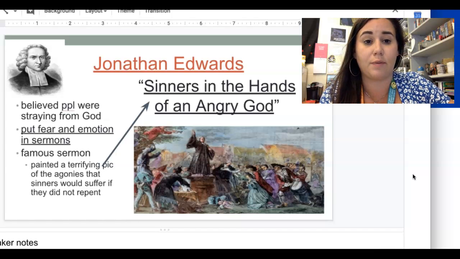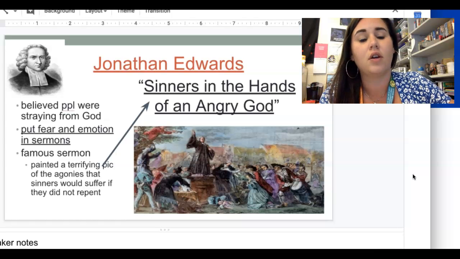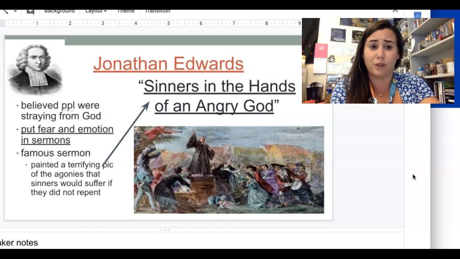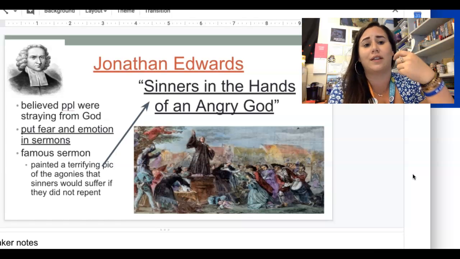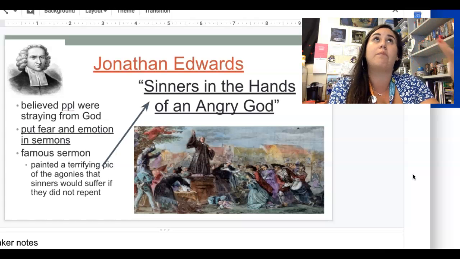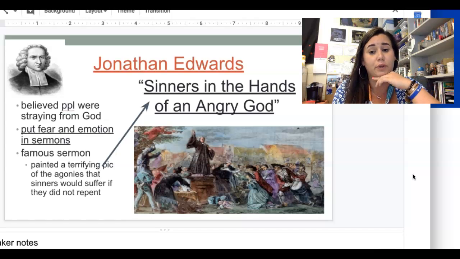As you can see, he believed in a religion of an angry, vengeful God. Hell was a terrible place. He was very vivid in his descriptions of hell, and that if you strayed away from God, you would burn for all eternity. So, a religious view that most of us are not familiar with, that is really rooted in the Old Testament and this idea of an angry God. He was so impactful because of the fear and emotion that he put into his sermons.